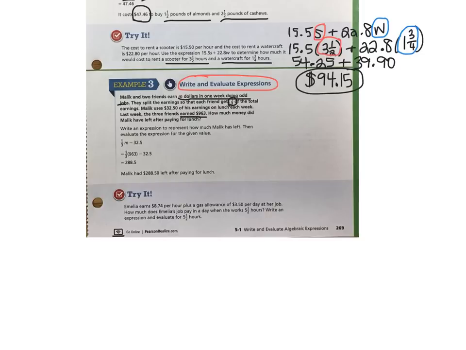Remember that each friend, there are 3 of them, Malik and 2 friends, gets 1/3 of the total dollars earned each week. And the total dollars earned each week is represented by M. So 1/3 times M first describes how much money each of the friends gets. Then you'll notice that the expression here says minus $32.50 or 32 5/10. That's the amount of money that Malik uses for lunch. So we're going to subtract that from his earnings for the week to determine how much money he has left.